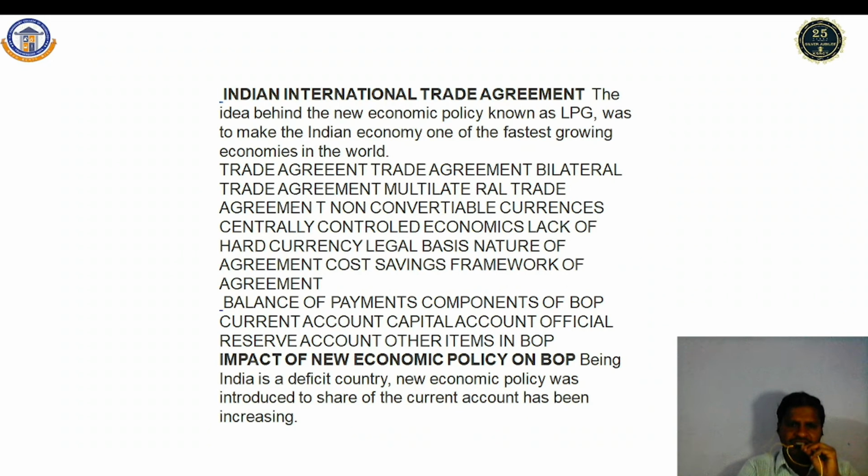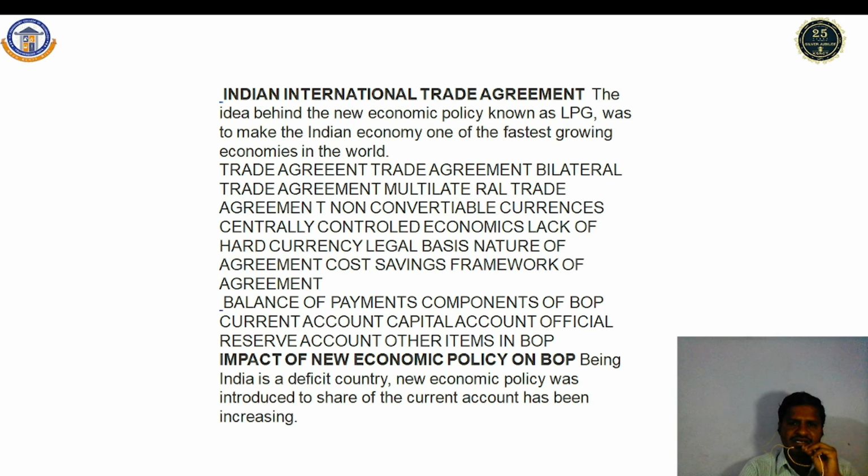So next, what is the impact of policy on BOP? India being a deficit country, new economic policies were introduced to improve the current account, which has been increasing. What is the Indian International Trade Agreement? The idea behind the new economic policies known as liberalization, privatization, globalization, that is the LPG, was to make the Indian economy one of the fastest growing economies in the world.